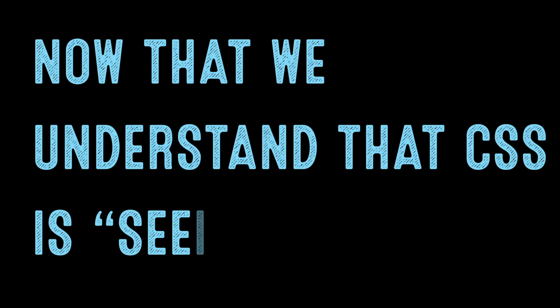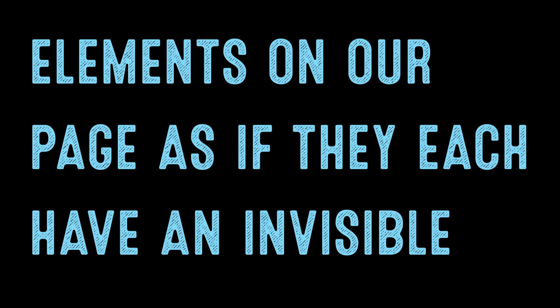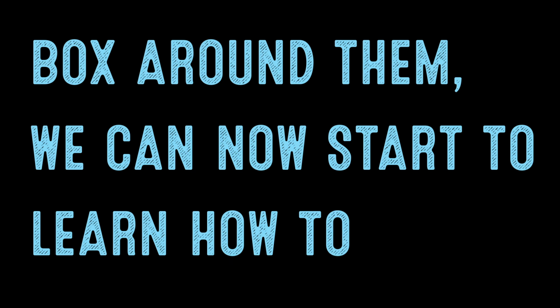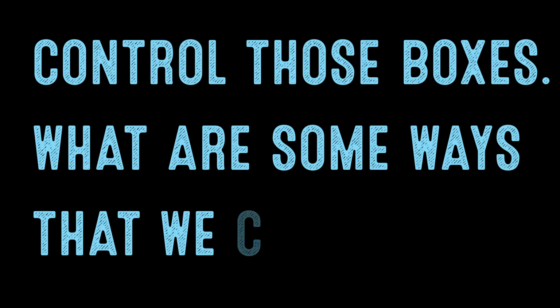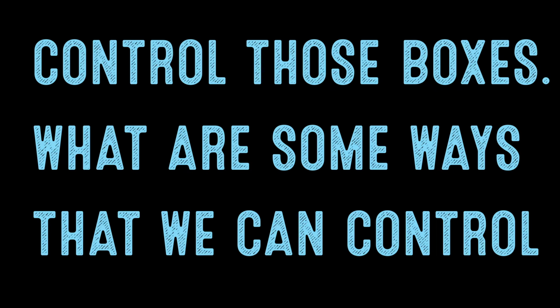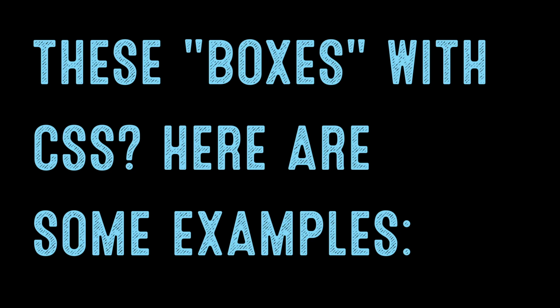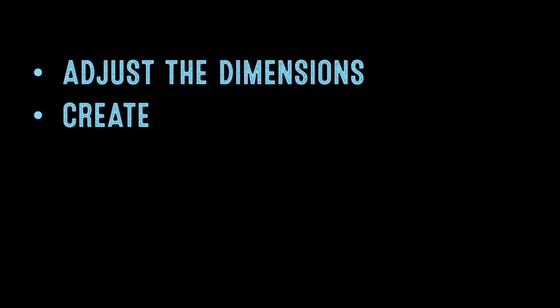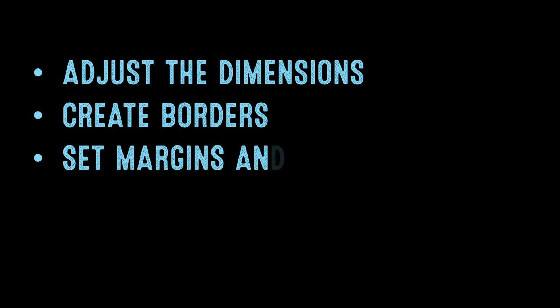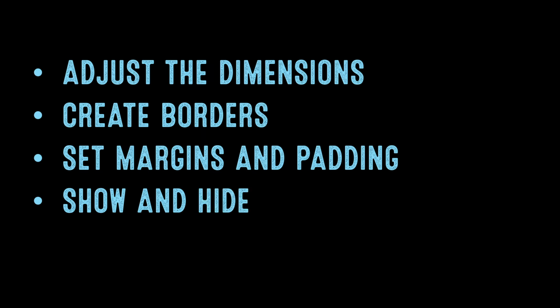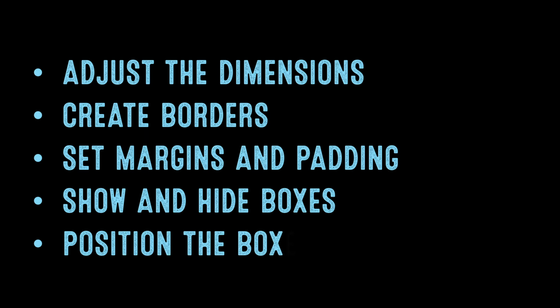The Daily Code Snippet. Now that we understand that CSS is seeing all the elements on our page as if they each have an invisible box around them, we can now start to learn how to control those boxes. What are some ways that we can control these boxes with CSS? Here are some examples. Adjust the dimensions, create borders, set margins and padding, show and hide boxes, position the boxes in the browser.